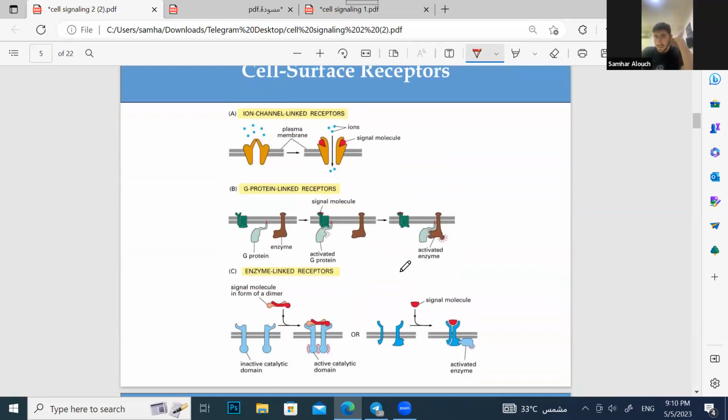So this is the last recap before we start. First, we have ion channels. Once it binds the ligand, which is the red thing here, it opens and the ions enter. The other type is the G protein coupled receptor. It has a G protein coupled to it. And once the ligand binds, the G protein moves and causes the action.